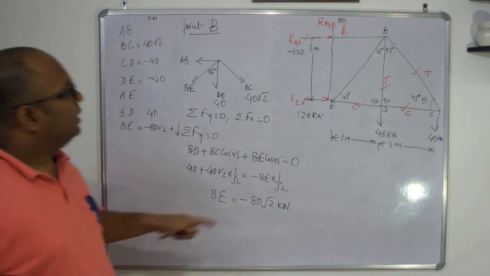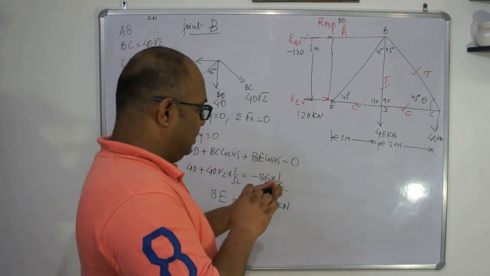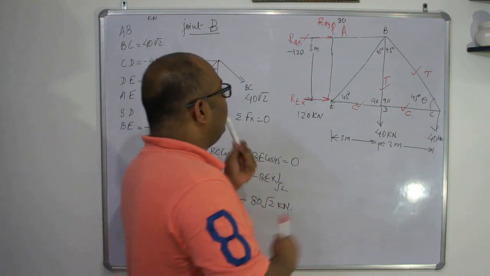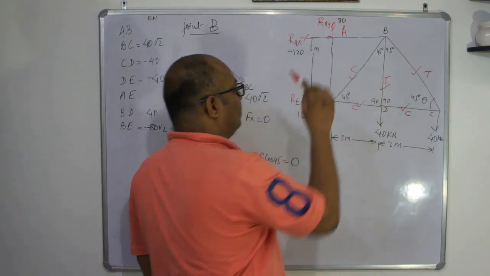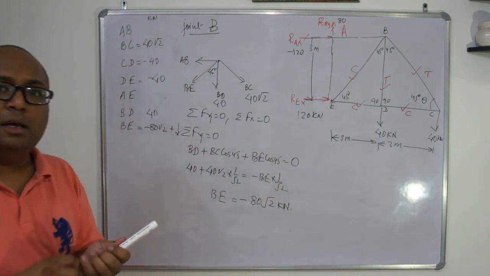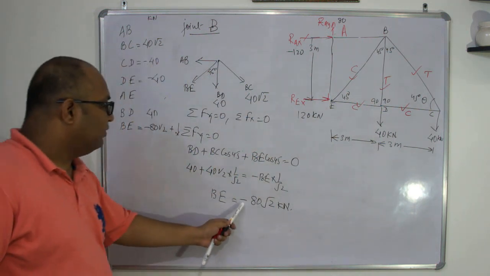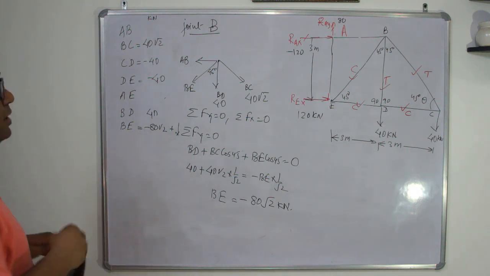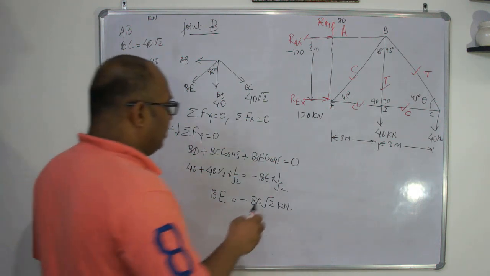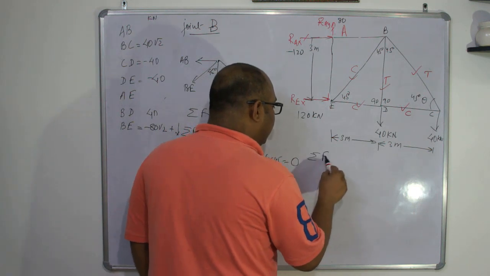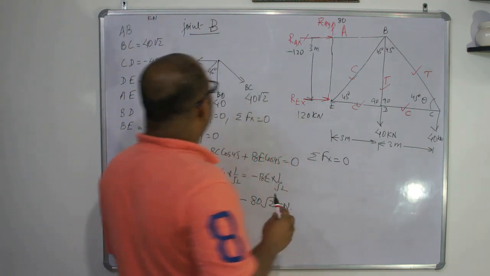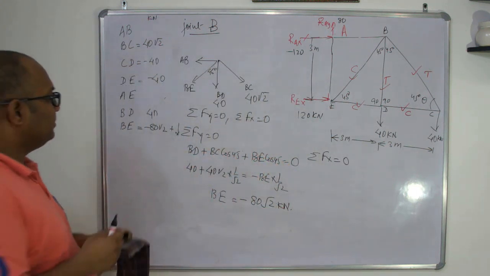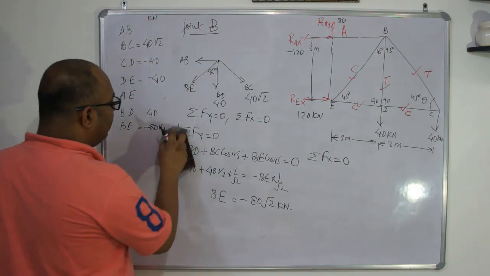What does it mean? The member BE is in compression. This is known. The member BE is in compression, because we have a minus sign over here. Now we have to go for summation Fx equals to 0. So if you go for summation Fx equals to 0, what are the terms which you are going to get? Let me remove this part.